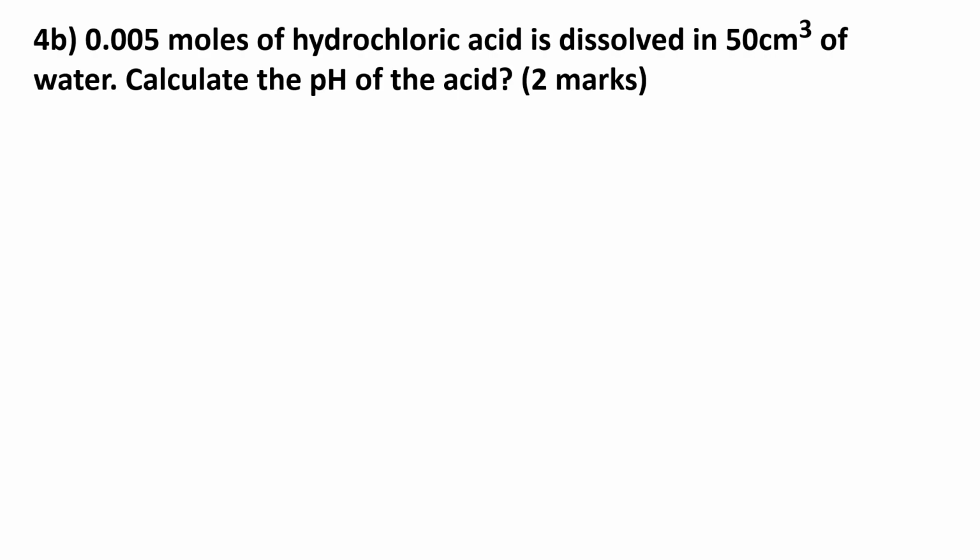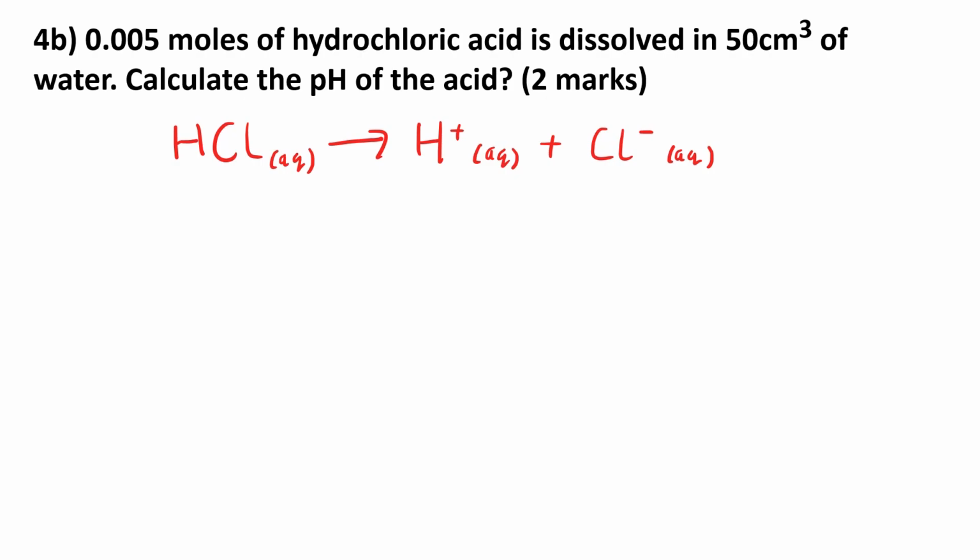Question 4b. 0.005 moles of hydrochloric acid is dissolved in 50 centimeters cubed of water. Calculate the pH of the acid. Well, first of all, we need to realize that one molecule of hydrochloric acid gives up one hydrogen ion. So that means if we've got 0.005 moles of the acid, it will produce 0.005 moles of the hydrogen ions. But we need to work out the concentration of hydrogen ions in the 50 centimeters cubed of water.